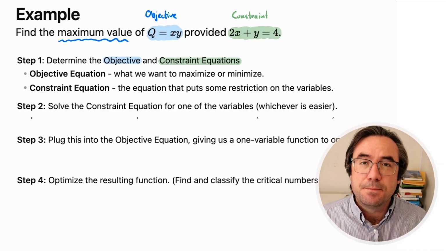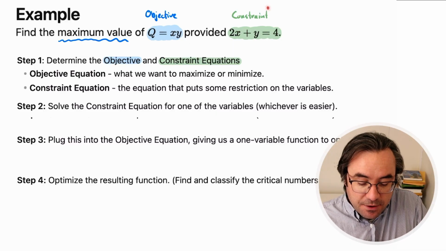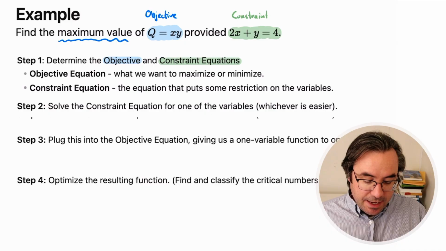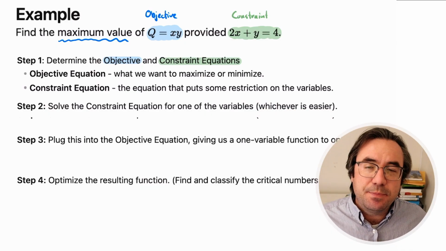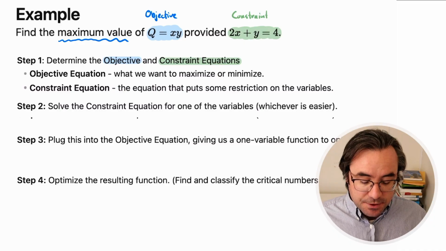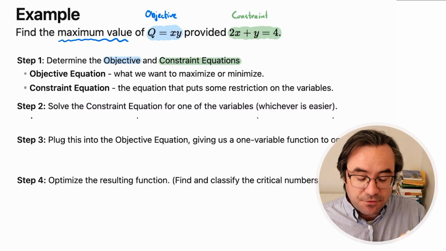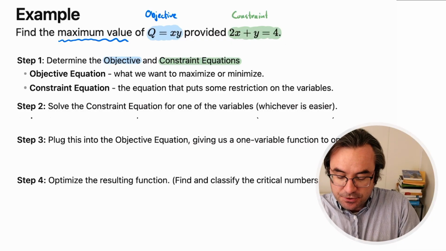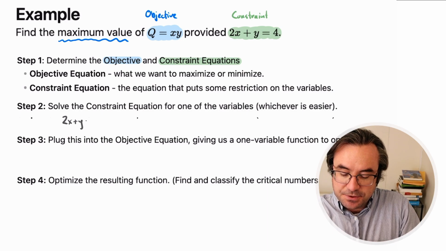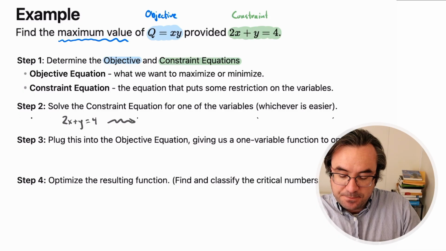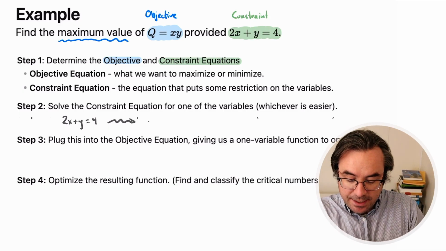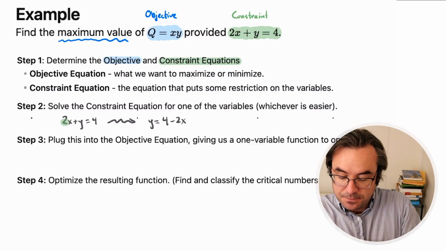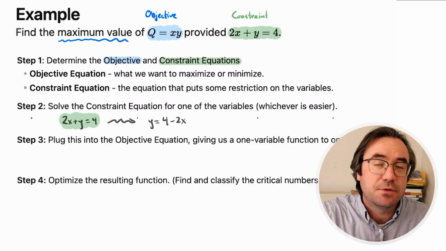So then the second step will be to work with this constraint equation, and we're going to solve it for one of the variables. And you have a choice. So usually you pick whichever variable is easier to solve for. So in our case, y is a little bit easier to solve for because all we have to do is subtract 2x from both sides. So we're going to take our constraint, the 2x plus y is equal to 4, and we're just going to solve that. And when we solve that equation for y, we're going to get y is equal to 4 minus 2x. So we just take our constraint and we solve it for one of the variables.